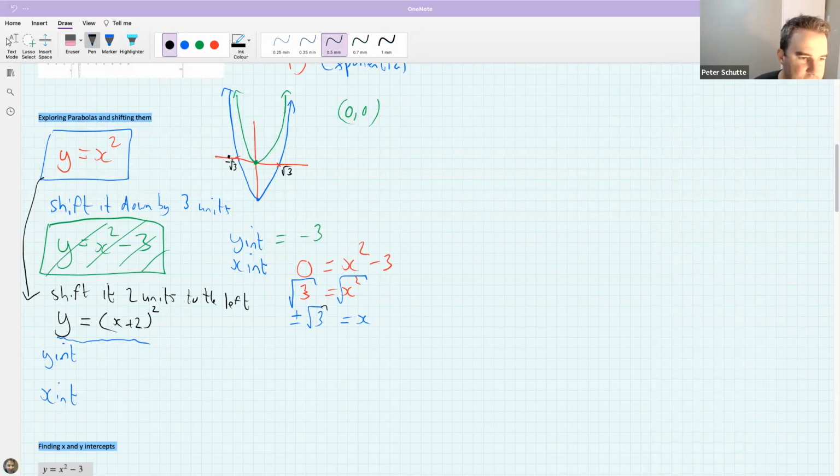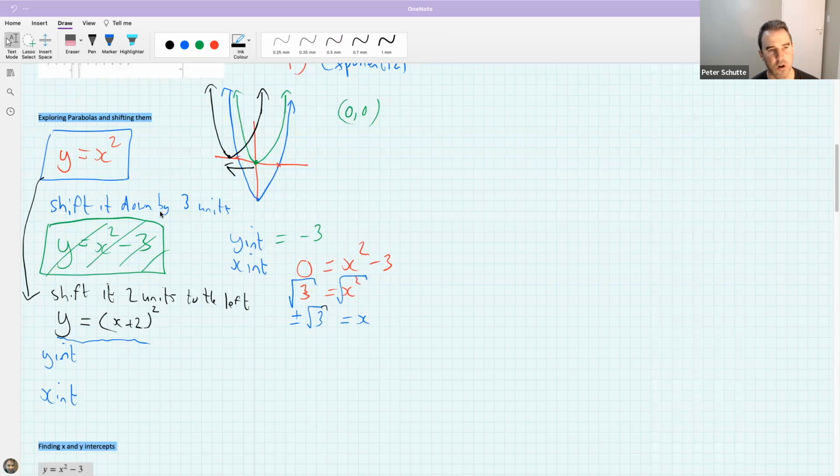I guess it would look, if we've done this correct, okay, it's not going to be minus 3 anymore. We're going to find out in a moment, but we want it to look something like this, I guess, because everything has been moved 2 units to the left. So pop your answers in the chat there.